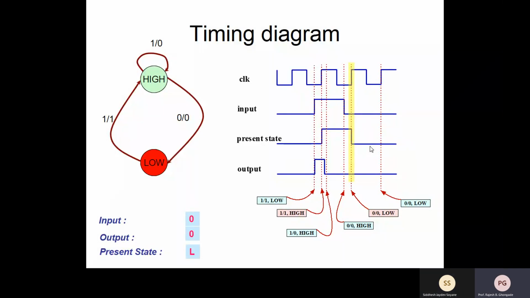Yes, sir. And again, when it was in the low state and there is no assertion of input, that is, input stays 0, output should also stay 0. That is what is depicted here. There was no rising edge detected on the input signal, and so the output was equal to 0. Is that fine? Yes, sir.